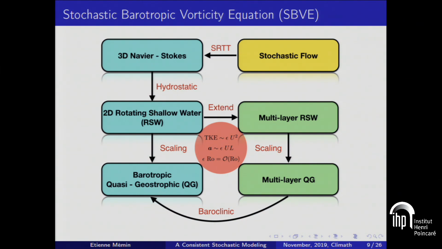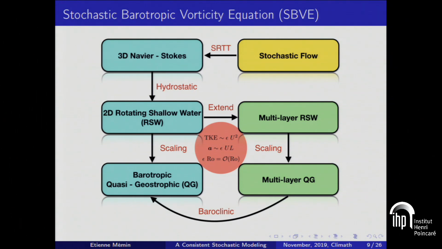So you start from a stochastic flow with a stochastic version of the Reynolds transport theorem. You get the stochastic version of the 3D Navier-Stokes equation, with the usual assumptions such as the Boussinesq assumption or hydrostatic balance. Then you get the 2D rotating shallow water equation. So you can extend it in a multi-layer context.